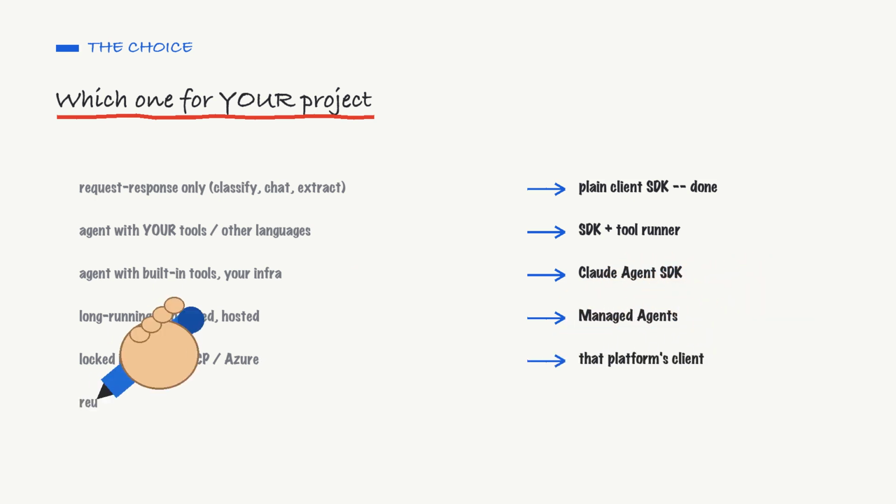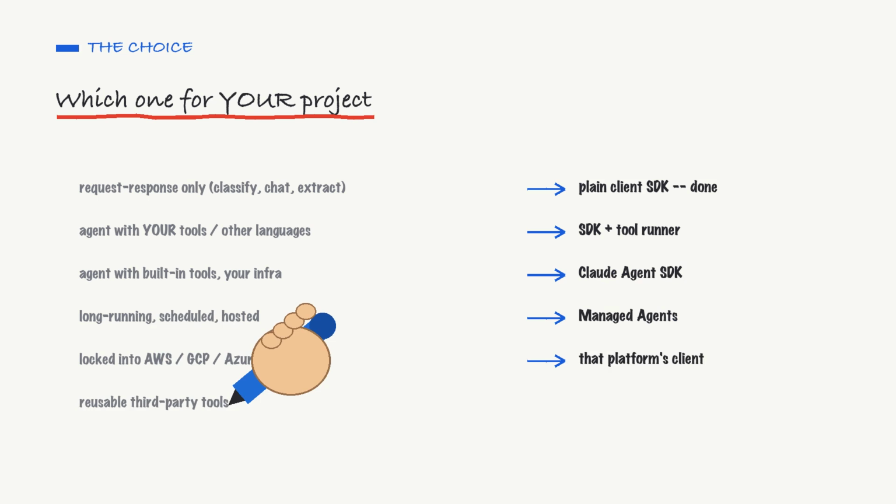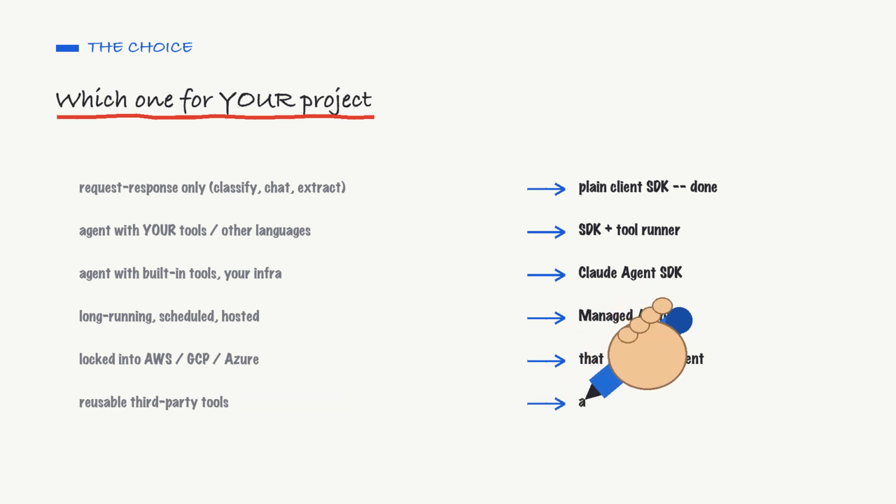Locked into AWS, Google Cloud, or Azure, each has a dedicated client variant, Bedrock, Vertex, Foundry. And when tools should be reusable or third-party, Slack, GitHub, Linear, add MCP at whichever layer you chose.